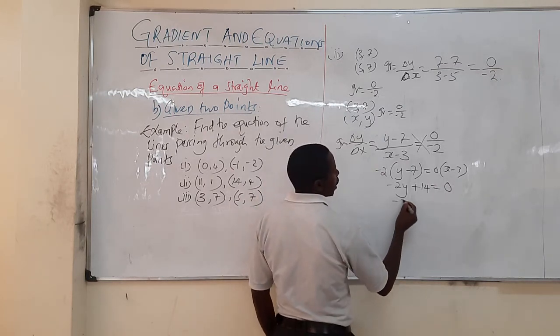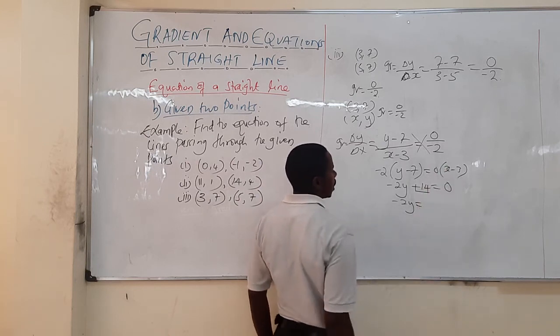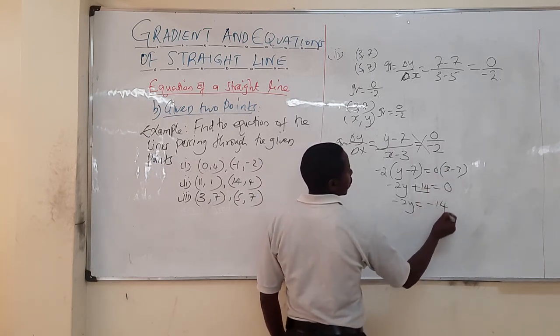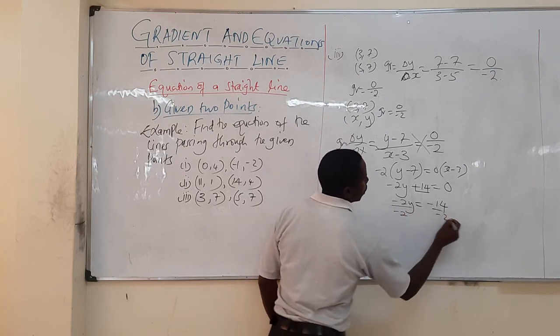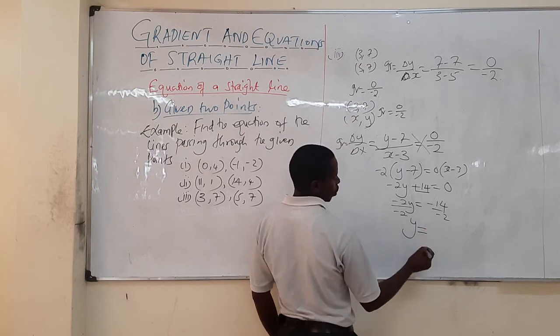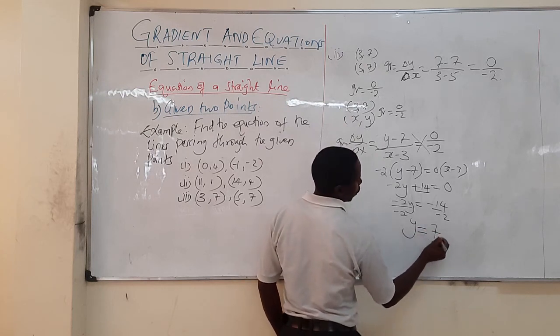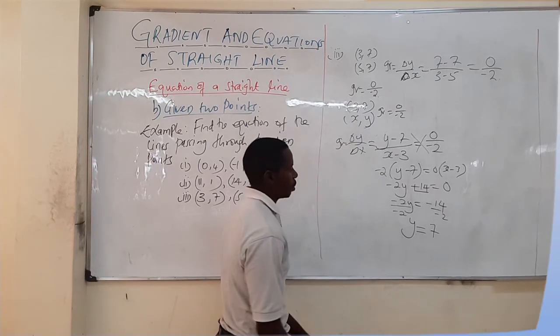So minus 2y, we can take this 14 to the other side, is equal to minus 14. Then you divide by minus 2 on both sides, and have y is equal to positive 7. Minus 14 divided by minus 2 is equal to 7.